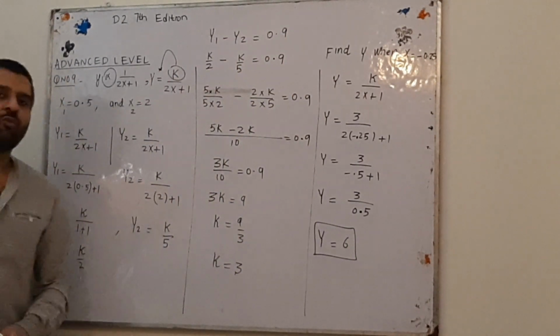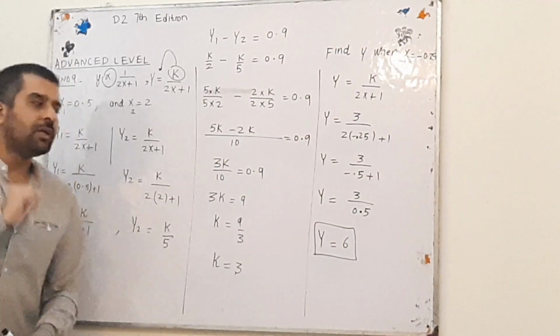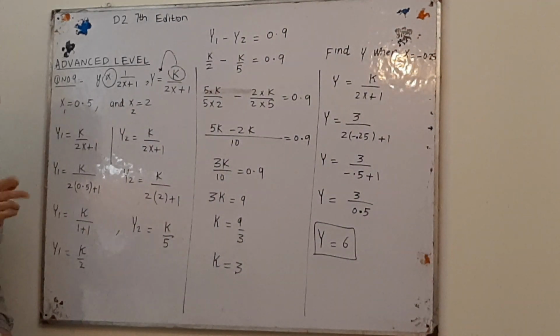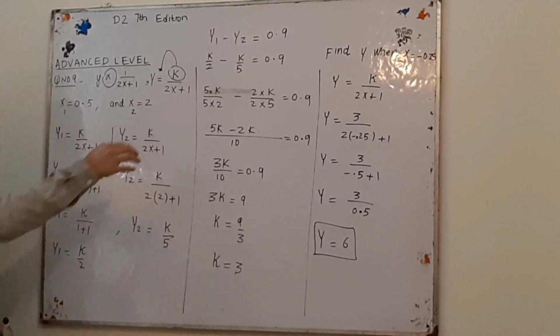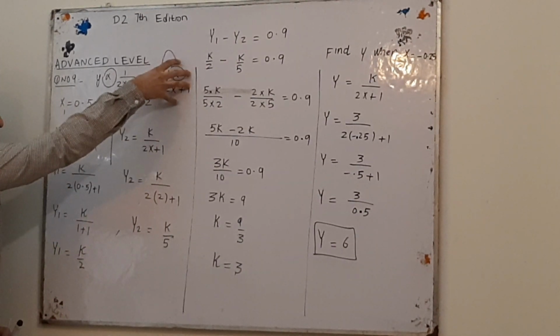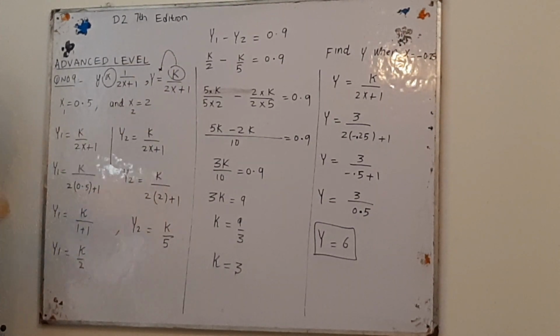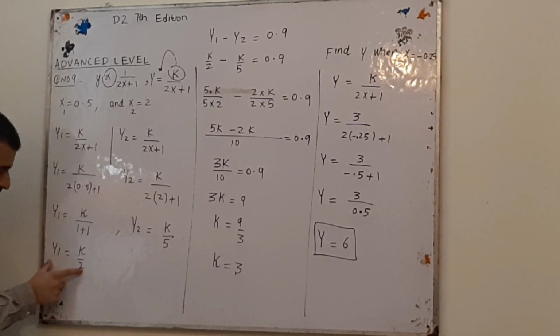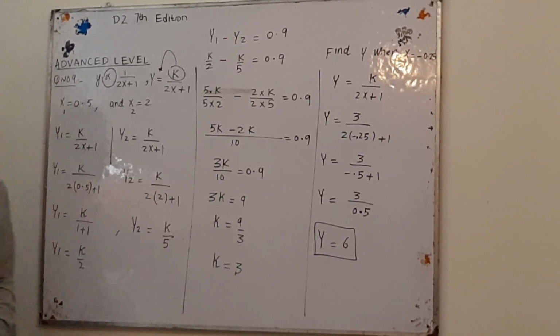So first of all, find the values of y when x is 0.5 and when x is 2. What is our equation? This is our equation, and we are going to use this one. So when x is 0.5, use x equal to 0.5. 0.5 into 2 is 1, 1 plus 1 is 2. So y1, the value of y when x is 0.5, is k over 2. This is the first value of y.